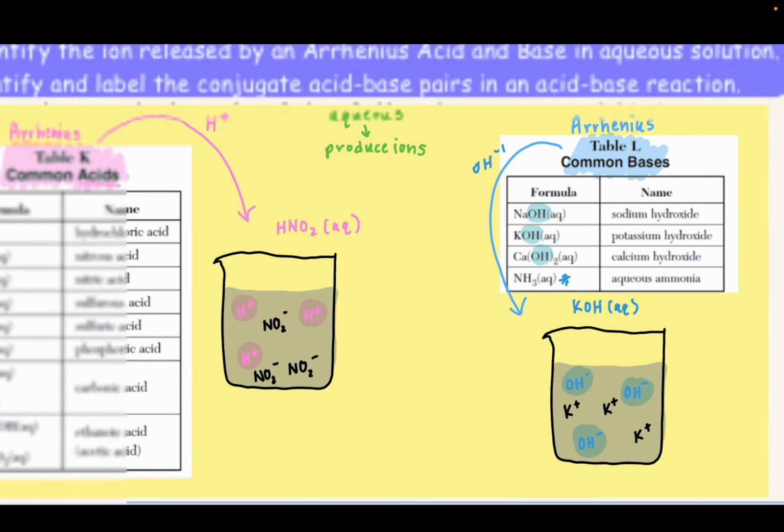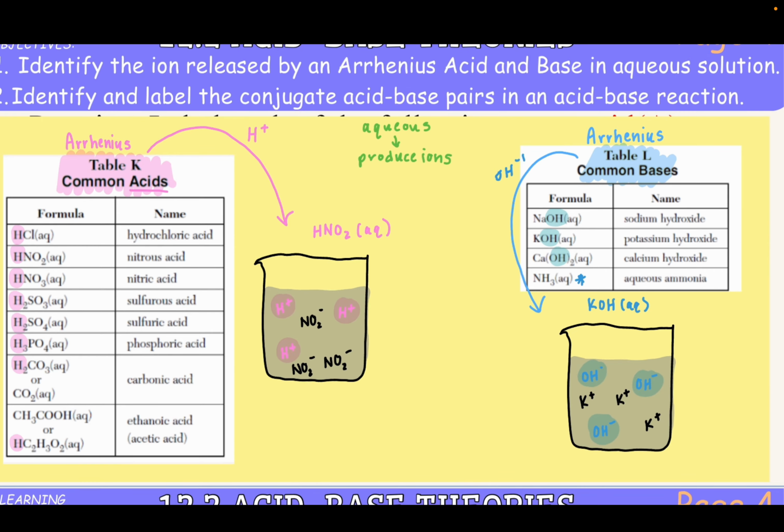So this is specifically for Arrhenius theory. Arrhenius, think aqueous. These substances have to be dissolved in water. If it is an acid, it's going to be releasing hydrogen ions in solution, so H+. But if it is an Arrhenius base, it's going to be releasing these hydroxide ions, OH- ions, in solution.